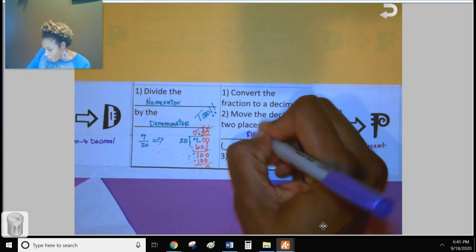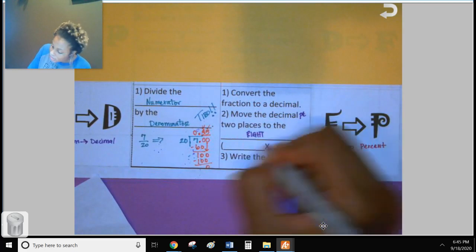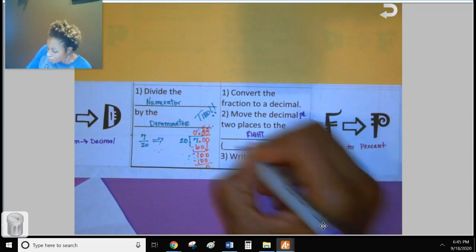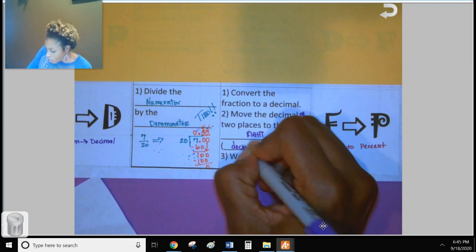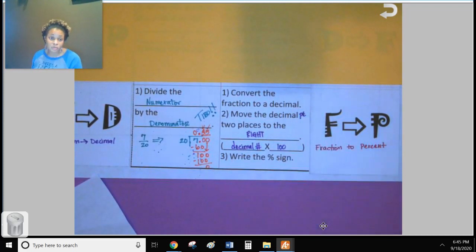Okay? Why do we move it 2 places to the right? Moving it 2 places to the right is like multiplying that decimal number times 100. Okay? So multiplying the decimal number times 100 is the same as moving it 2 places to the right. After you've moved it 2 places to the right, you write a percent sign and you're done.